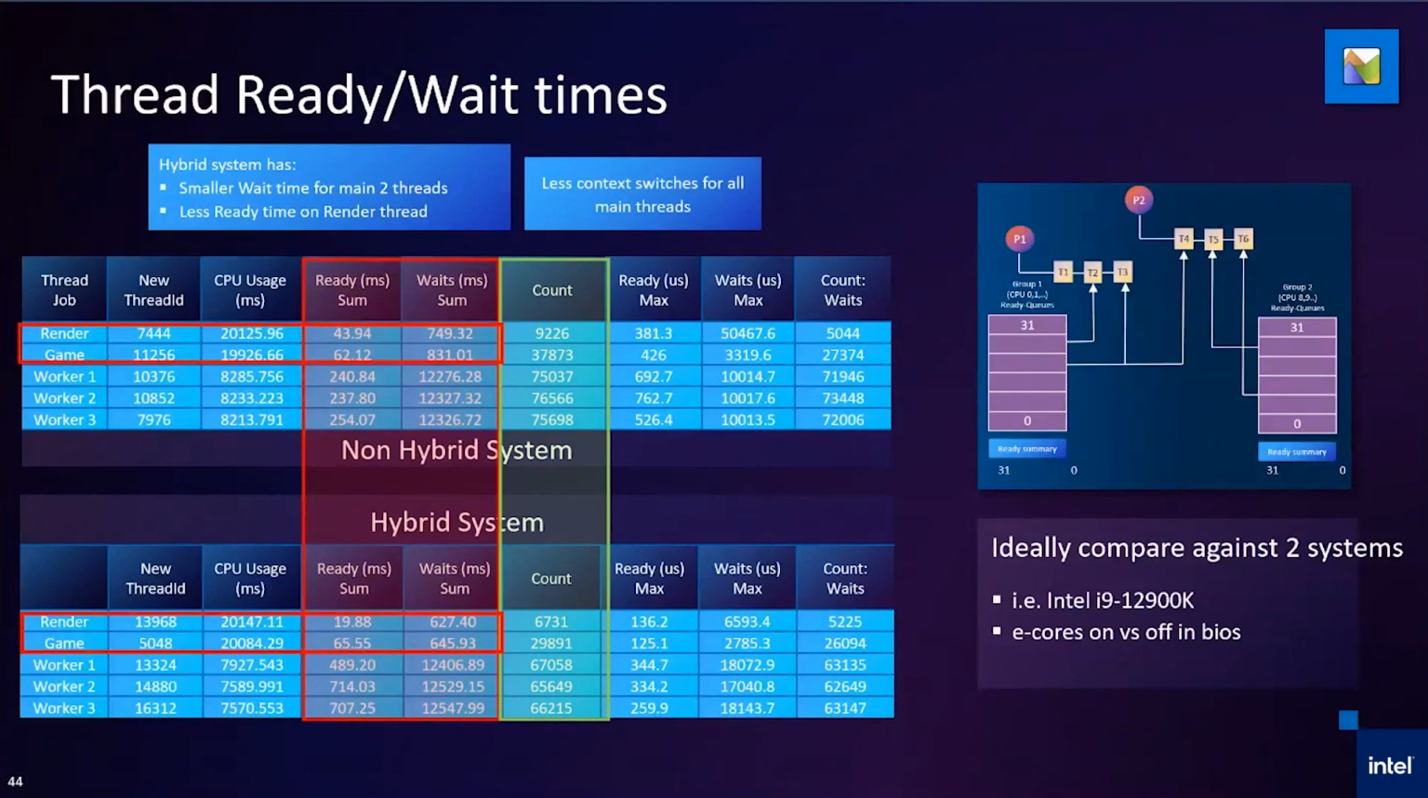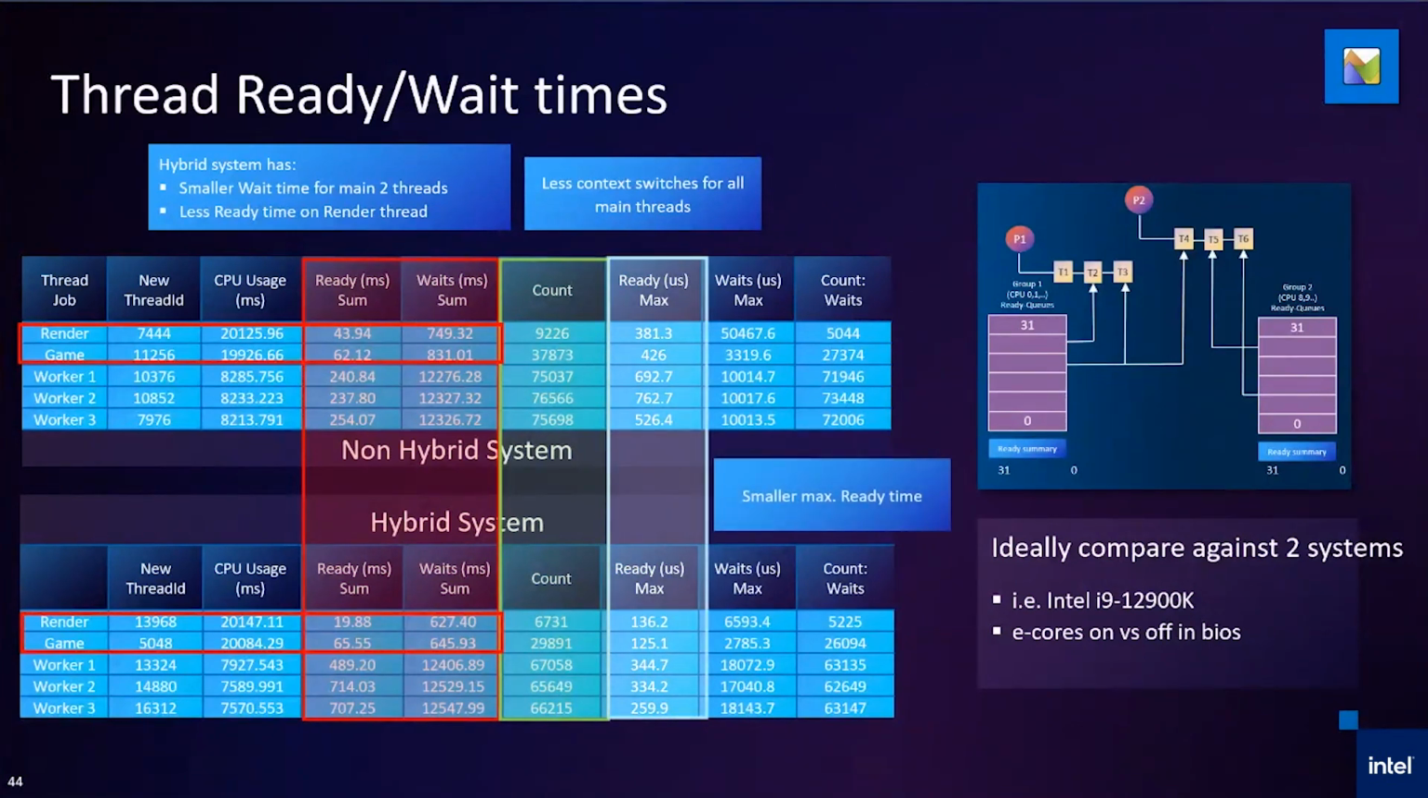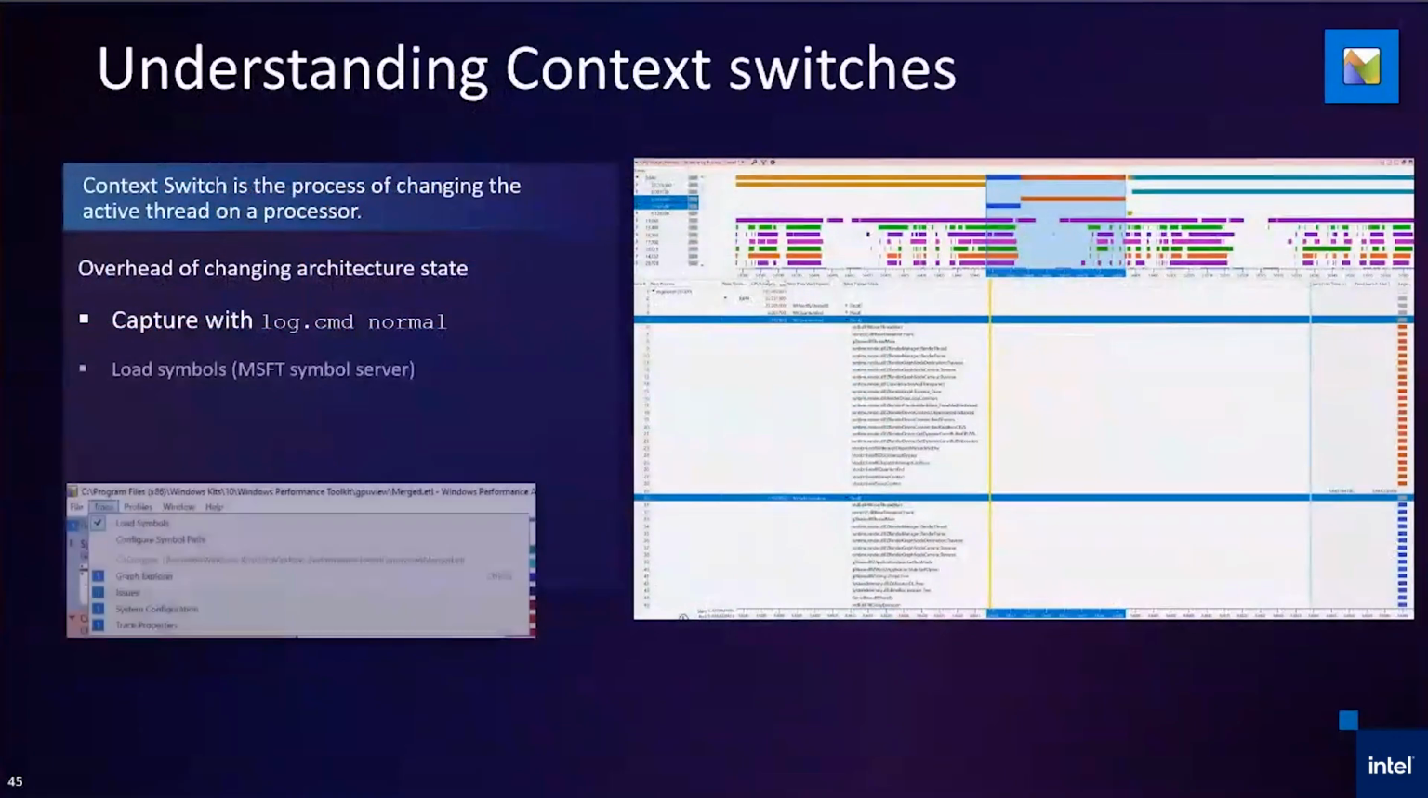In addition to that, we can see that the context switching for those two main threads drops fairly significantly, from 9,000 on the render thread without E-cores to just over 6,500 on the hybrid system with the E-cores enabled. For this particular one, I'm using a single system and just toggling the E-cores on and off within the BIOS. You can also see that on hybrid, the maximum time any thread had to wait drops fairly significantly.